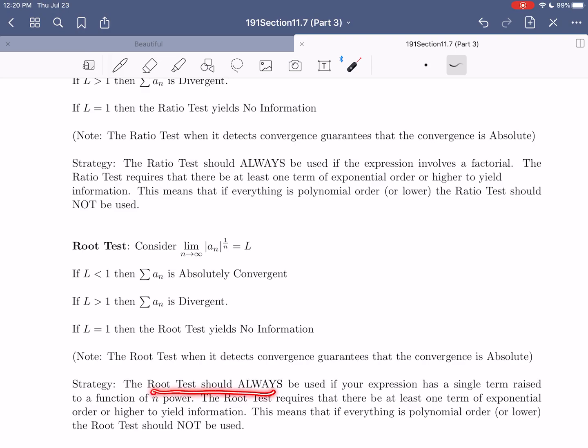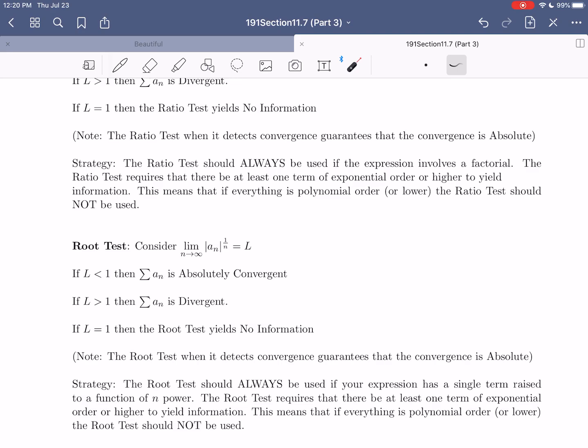The root test should always be used if your expression has a single term raised to a function of n power. So if you ever have an entire term raised to the nth power, so one big thing all raised to the nth power or the 3n power or the n squared power or anything like that, you should use the root test.